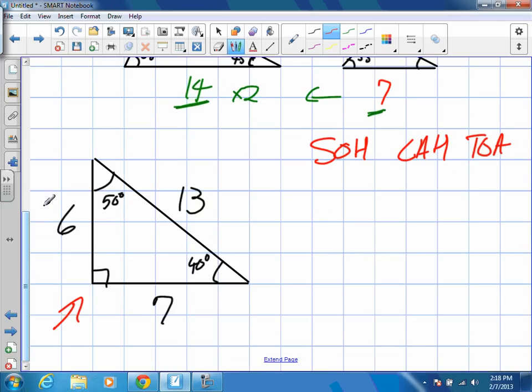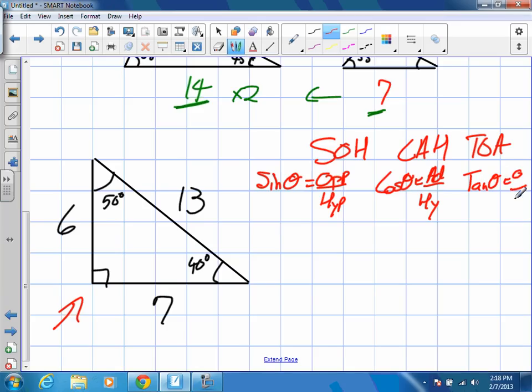Okay. Now, we know the rules here are sine theta, that's the angle, is equal to the opposite over the hypotenuse. Cos theta is equal to adjacent over hypotenuse. And tangent theta, opposite over adjacent. Okay? Now, these ratios, all I want you to do is to be able to set up these ratios. So, let's say I asked you for sine 40. What is that ratio equal to?